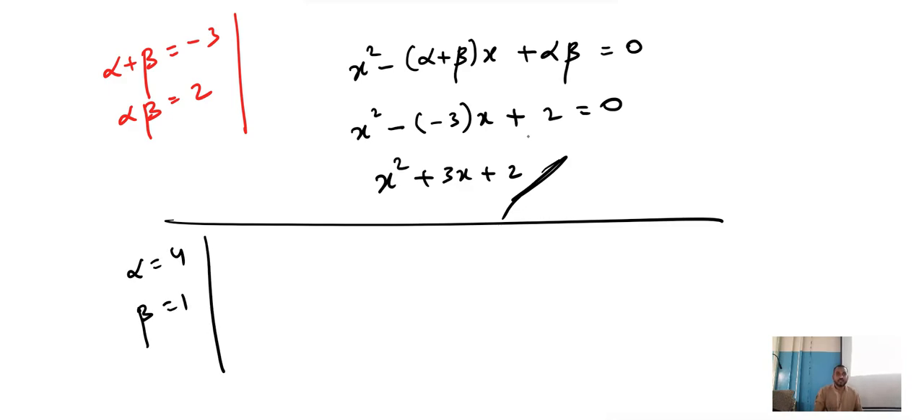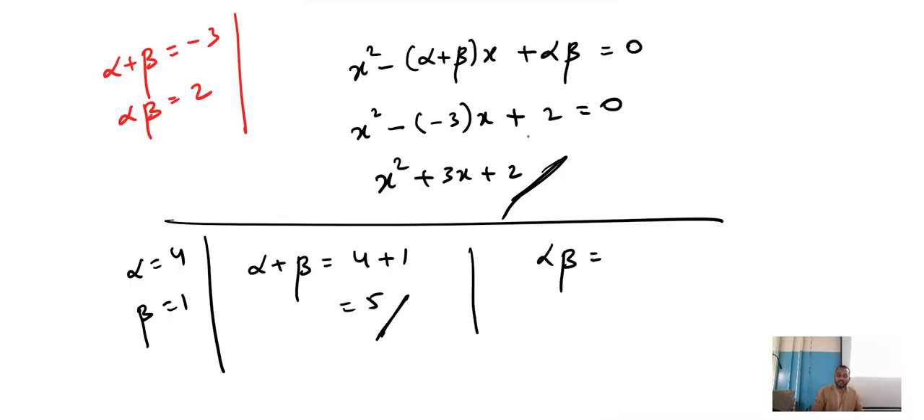So first we have to find sum of its zeros separately. First add both, alpha plus beta, 4 plus 1, answer is 5. Then product of its zeros, alpha into beta, 4 into 1. Alpha is 4 into beta is 1. 4 into 1 is 4. This is alpha into beta.